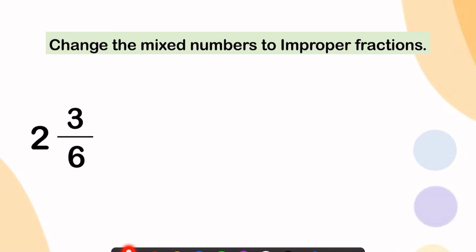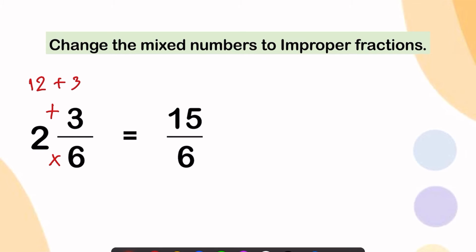Here I want you to change the mixed number to an improper fraction. You multiply 6 by 2 and then add 3. 6 times 2 is 12 plus 3. 12 plus 3 is 15. Can you see? So 2 and 3 over 6 equals 15 over 6. You just changed the mixed number to an improper fraction.